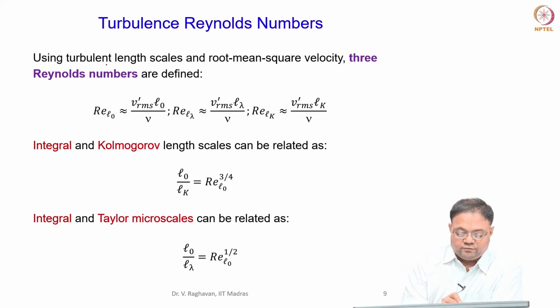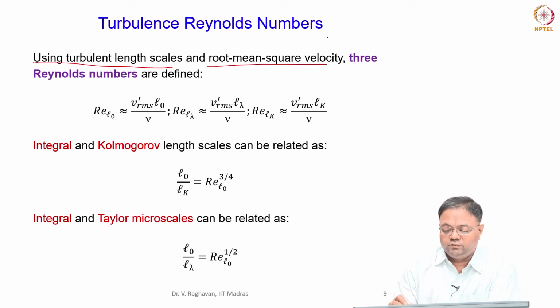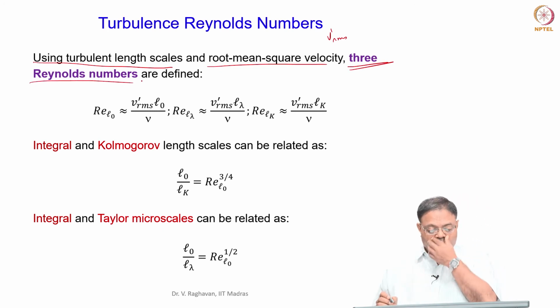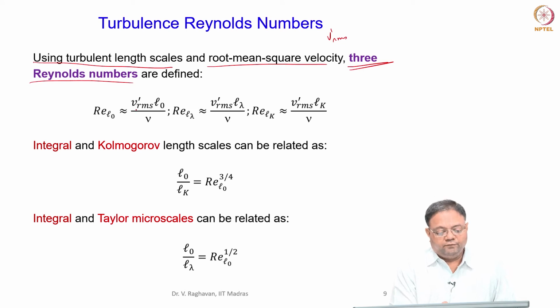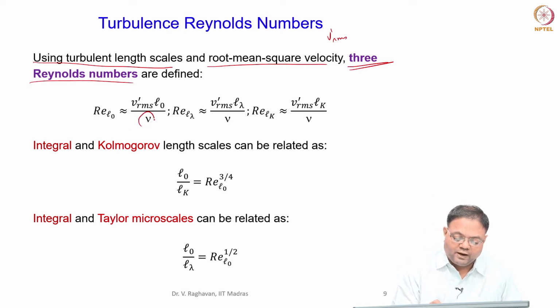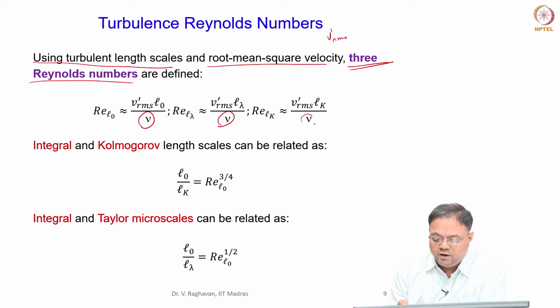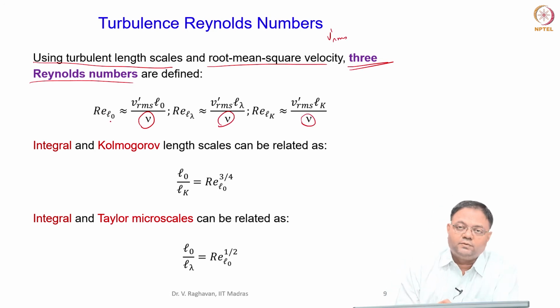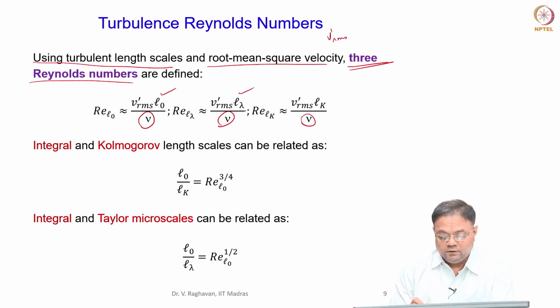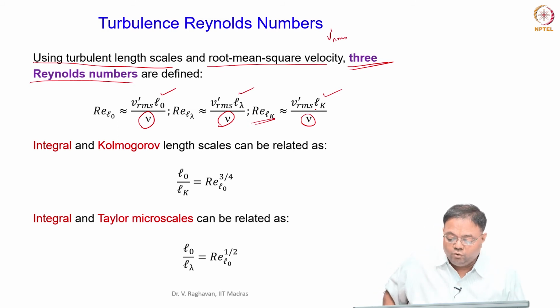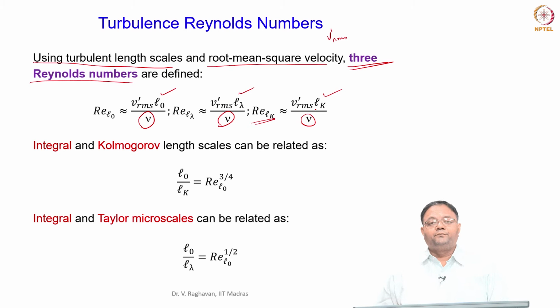So using the turbulent length scales and the root mean square value of velocity, V dot RMS, we get 3 Reynolds numbers defined. Okay, so RE L naught is V dot RMS L by nu. We actually take the nu value which is molecular kinematic viscosity, and define the Reynolds numbers. RE L naught is the Reynolds number defined based upon the integral scale. RE L lambda is that defined upon the Taylor's microscale, and RE L k represents the Reynolds number defined based upon the Kolmogorov scale.